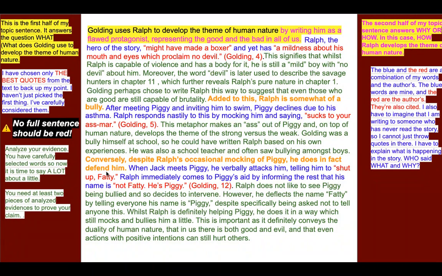So again, piece of evidence, combination of blue and red. When Jack meets Piggy, he verbally attacks him, telling him to shut up, Fatty. Ralph immediately comes to Piggy's aid by informing the rest that his name is not Fatty, he's Piggy. So again, you can see that it's me giving context.